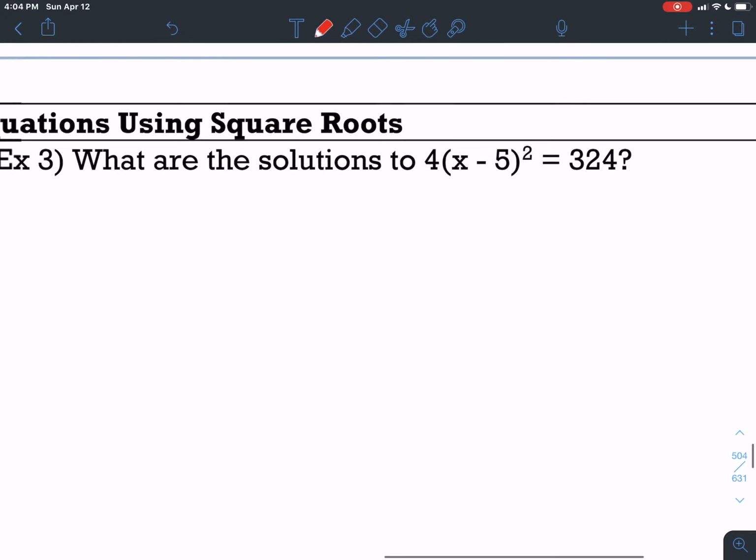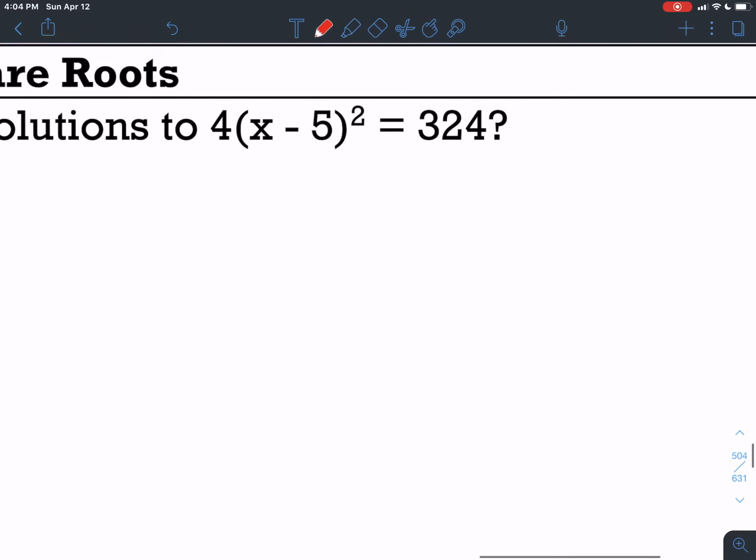All right, example 3. What are the solutions to this equation? Well, first of all, I see here that there's a lot more going on, but I'm still going to follow the same process. I'm going to get this squared part all by itself, and let's see if we can do the exact same method. This might look a little different, but it's exactly the same. I see it's multiplied by 4. I'm going to divide everybody by 4.